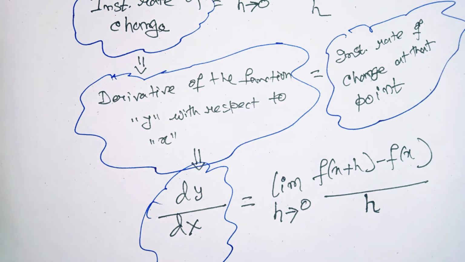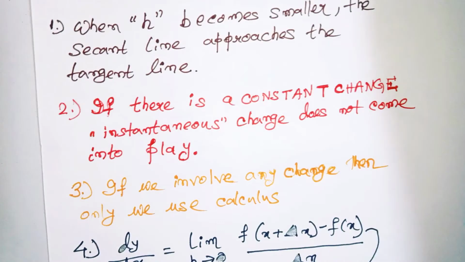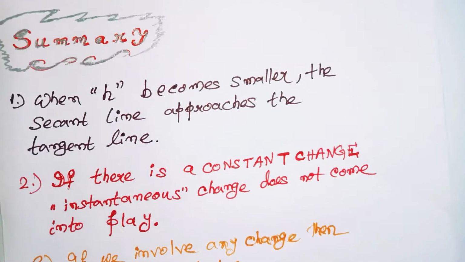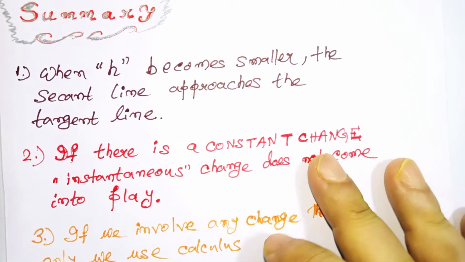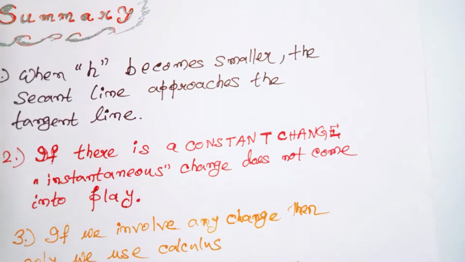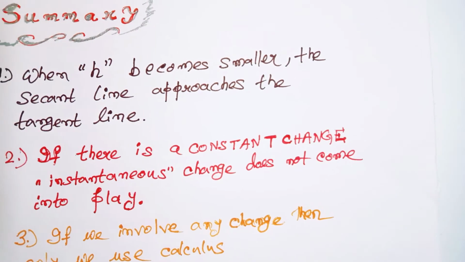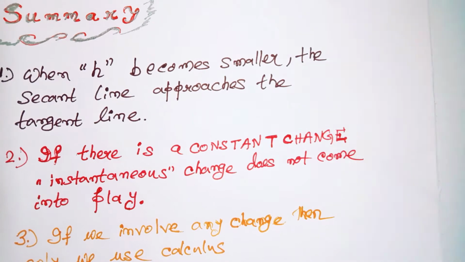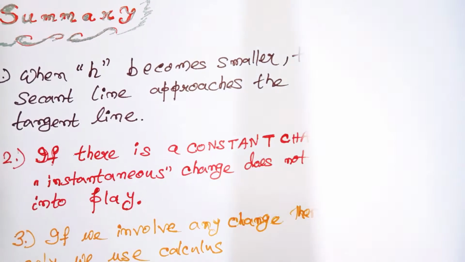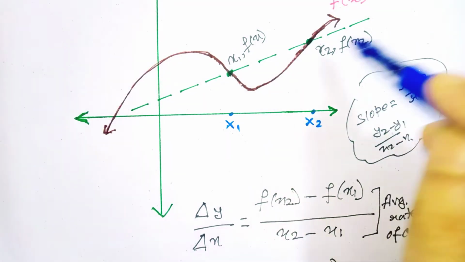There are certain points which I would like to make before we end this video. So here is a summary. This is important. When h becomes smaller, the secant line approaches the tangent line, right? This is important because the secant line means it is just one line.